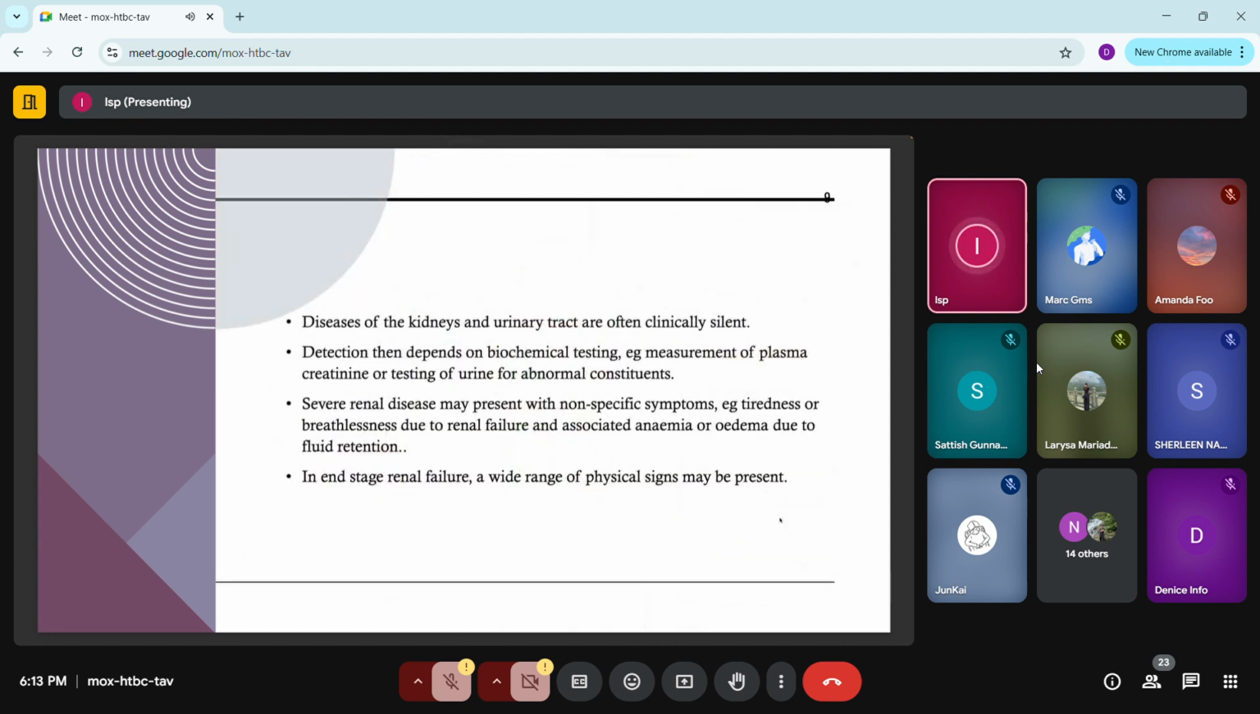Most kidney disease and urinary tract disease are clinically silent. They do not have many symptoms. They may even present very late with symptoms of uremia and overload. So most of the time, they are only detected by biochemical testing and renal profile.